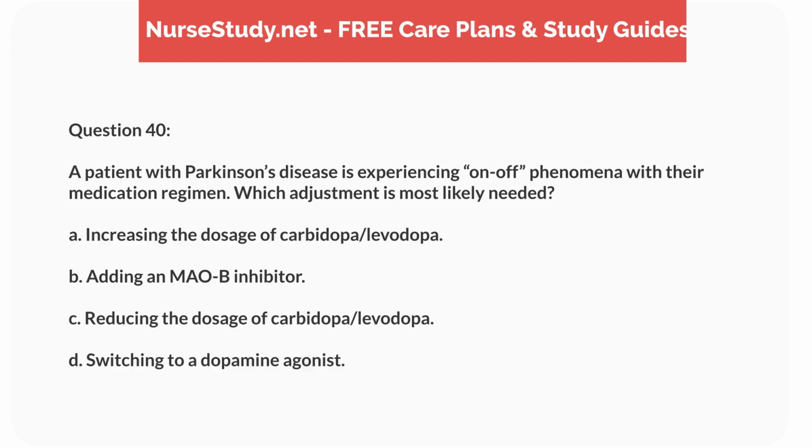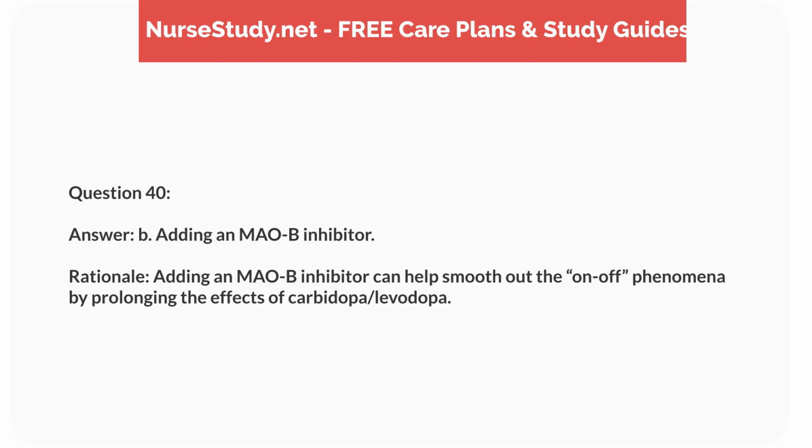Question 40. A patient with Parkinson's disease is experiencing on-off phenomena with their medication regimen. Which adjustment is most likely needed? A. Increasing the dosage of carbidopa/levodopa. B. Adding an MAO-B inhibitor. C. Reducing the dosage of carbidopa/levodopa. D. Switching to a dopamine agonist. Answer: B. Adding an MAO-B inhibitor. Rationale: adding an MAO-B inhibitor can help smooth out the on-off phenomena by prolonging the effects of carbidopa/levodopa.